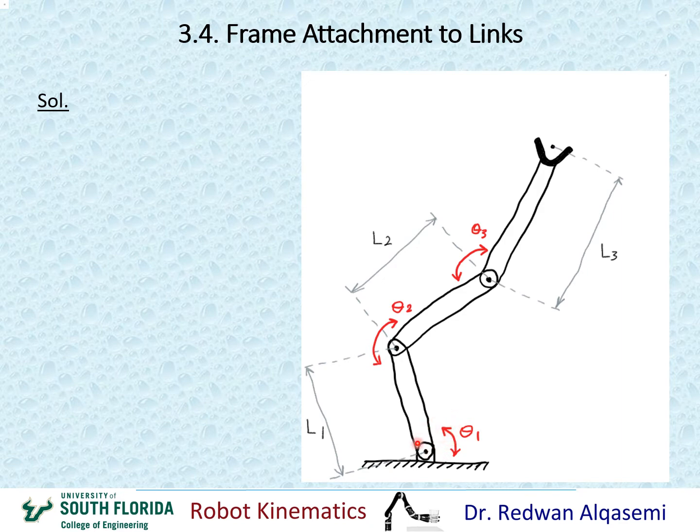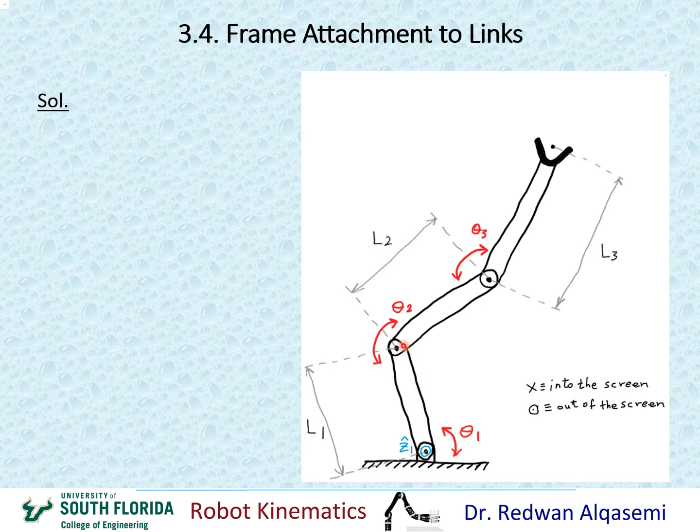So for Z1, I'm going to assume that it's coming out of the screen, and I'll assign it right at this point. So this is my Z1. Just for notation, I will put a circle like this to indicate that the axis is out of the screen, and an X if the axis is going into the screen. So that's my Z1 right here.